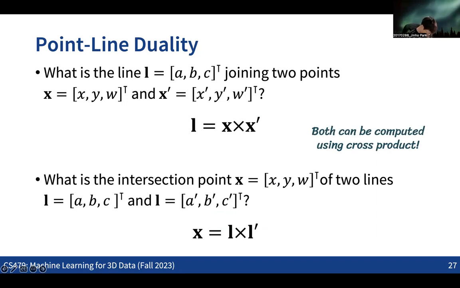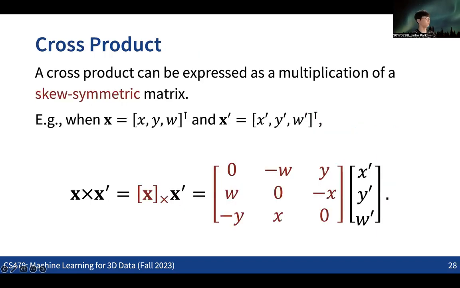Make sense? So let's keep this in mind. We're gonna use these facts multiple times. And also, one simple thing is that when you calculate some kind of a cross product, this cross product can also be represented as a matrix multiplication with a skew symmetric matrix.